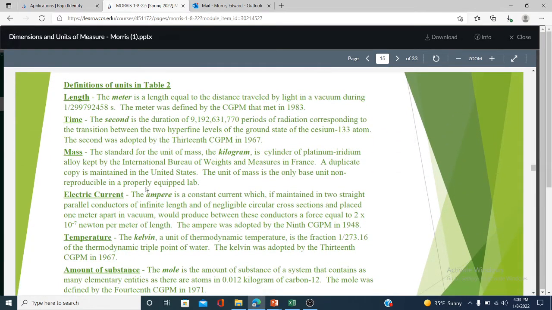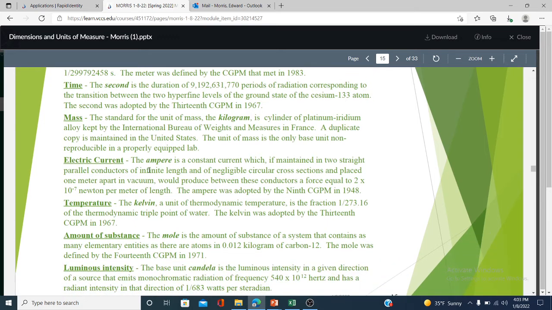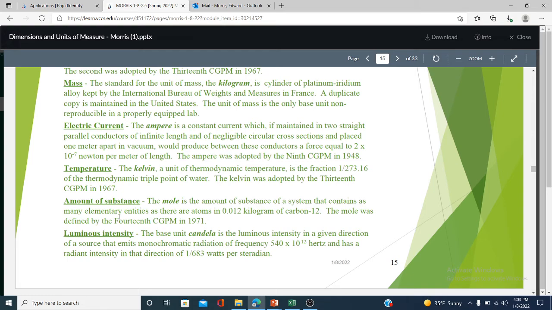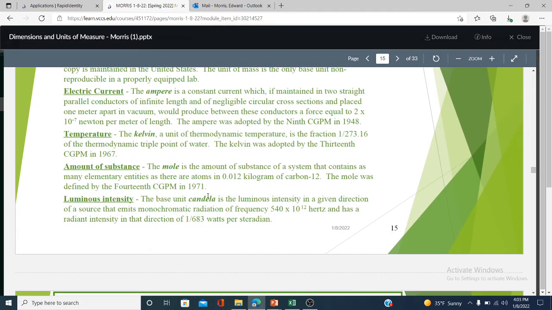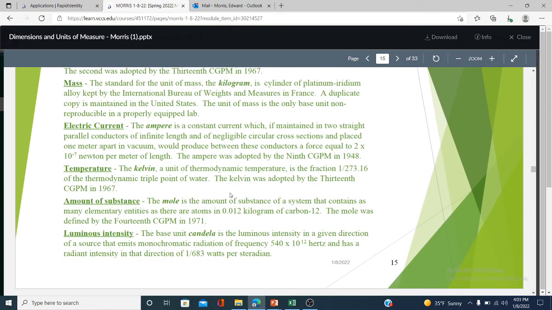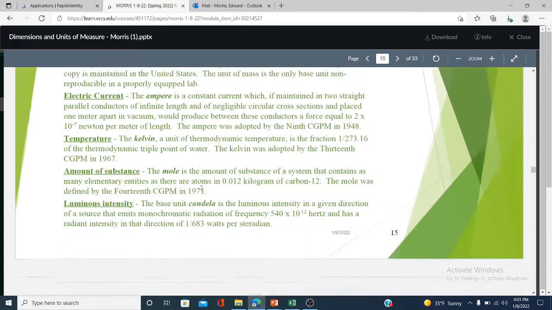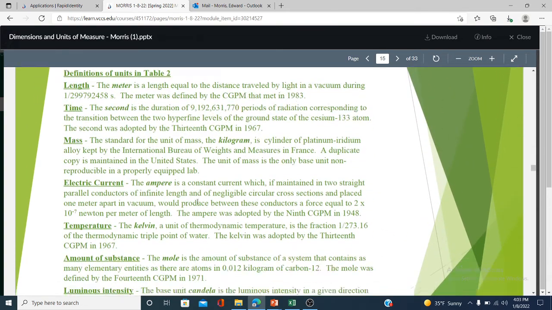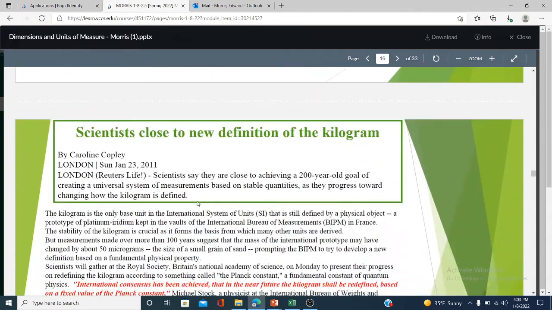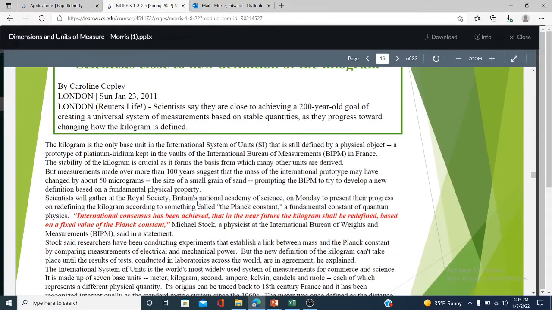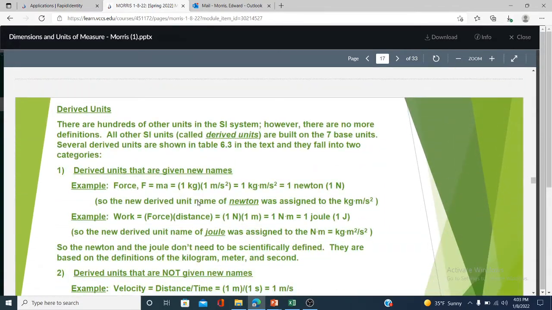Again, here are the definitions of the length, which is a meter. Time is second. And these are the base units, right? Mass is kilogram. Electric current is ampere. Temperature is Kelvin. Amount of substance is the mole. And luminous intensity is candela. Make sure you read through these definitions, okay? You won't be responsible for this, but please read through it. Here's another good article if you have a chance to read through this.